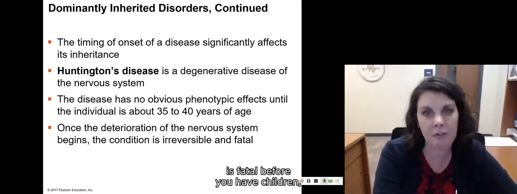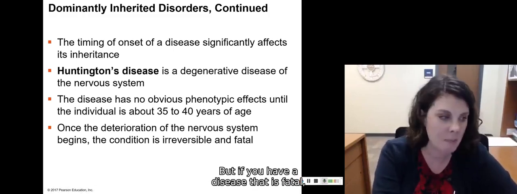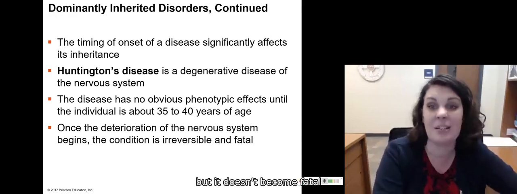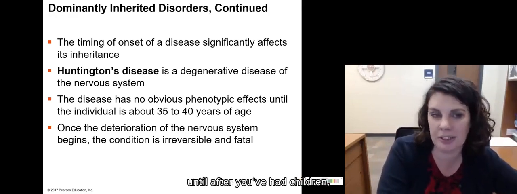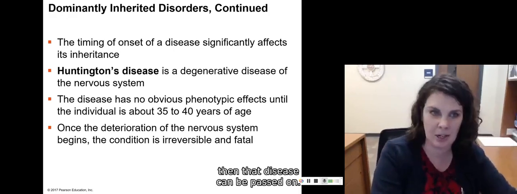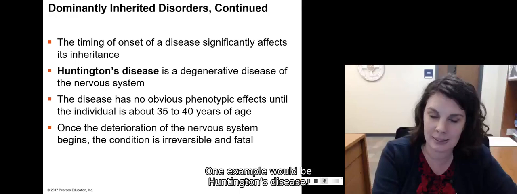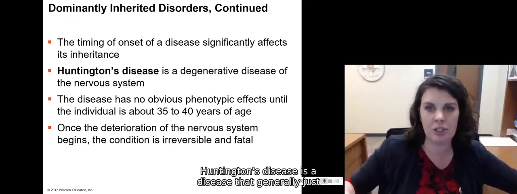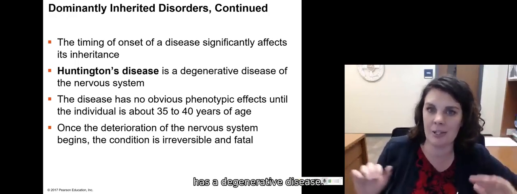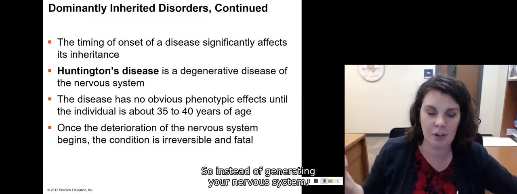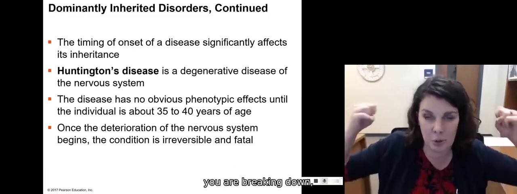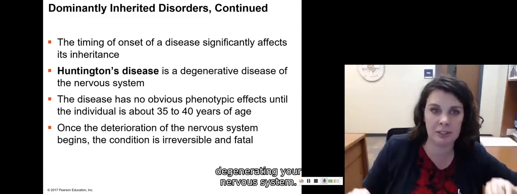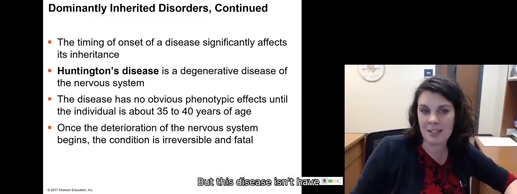So if you have a disease that is fatal before you have children, it doesn't get passed on. But if you have a disease that is fatal, but it doesn't become fatal until after you've had children, then that disease can be passed on. One example would be Huntington's disease. Huntington's disease is a disease that generally just breaks down your nervous system. It's a degenerative disease. So instead of generating your nervous system, you are breaking down, degenerating your nervous system.